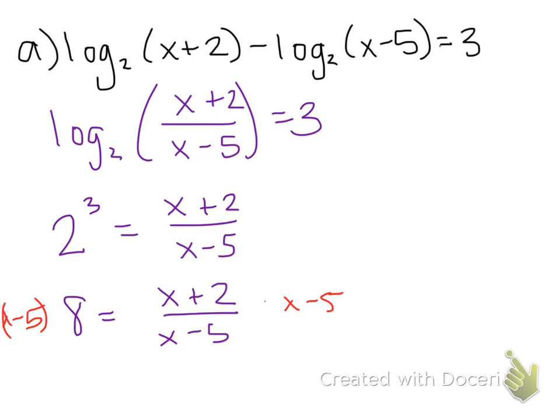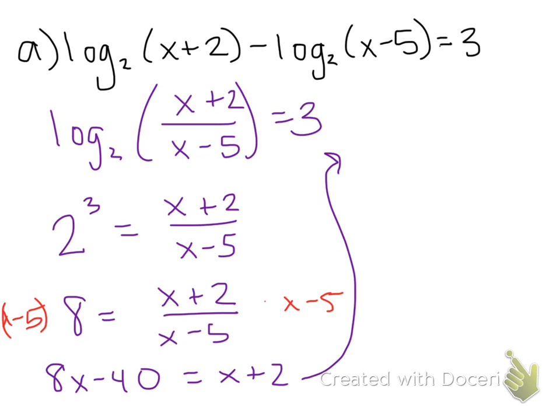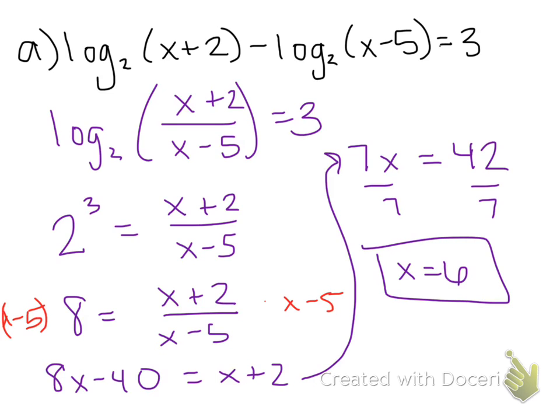Okay, so on the left side, I have 8x minus 40. On the right side, I have x plus 2. And now it's just a simple algebraic equation. I'll subtract the x over, giving me 7x, and I'll add the 40 over, giving me 42. Divide both sides by 7, and we get x equals 6. So once you put it in exponential form, it's not a terribly difficult problem to do.